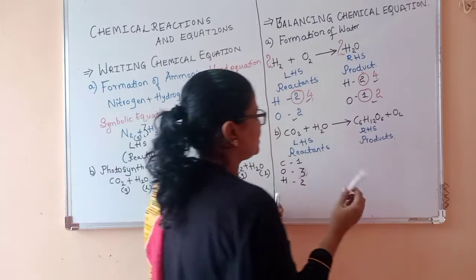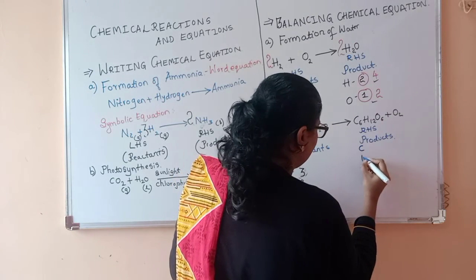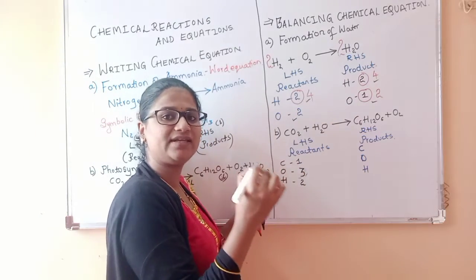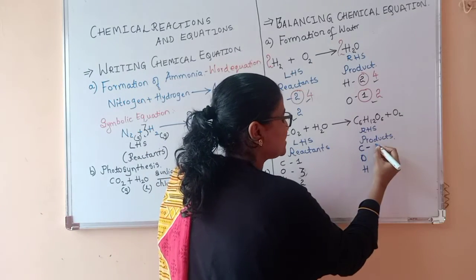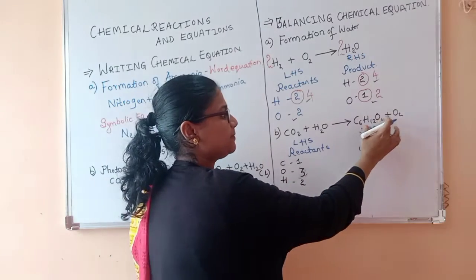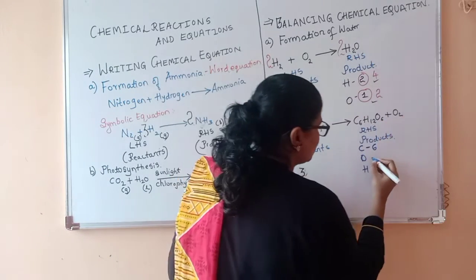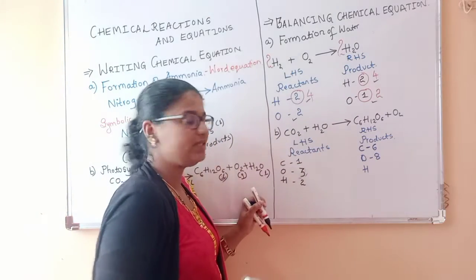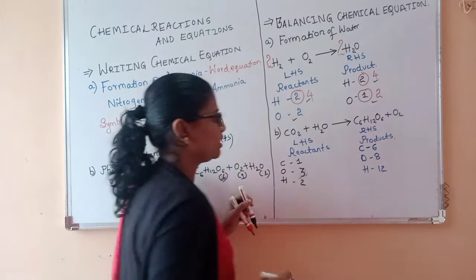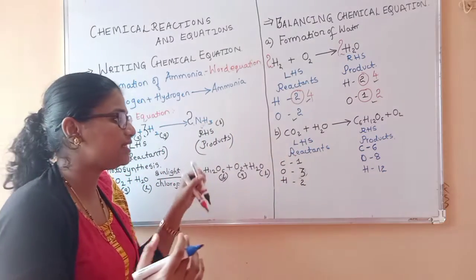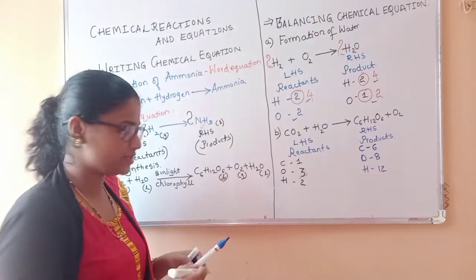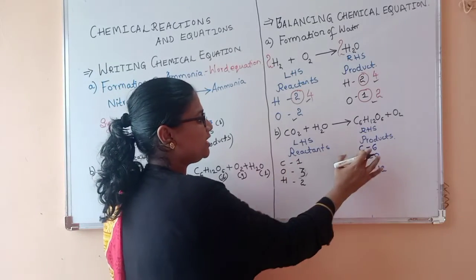Same way, on the product side, we have carbon, oxygen and hydrogen. When you see the number of atoms of carbon here, it is 6. The number of atoms of oxygen, 6 plus 2, so it is 8. Fine. The number of atoms of hydrogen is 12. So there is a lot of difference on LHS and RHS in the number of atoms. Let us balance. So here it is 1, here it is 6.